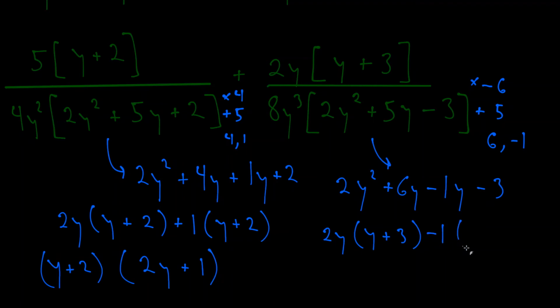We factor out a negative 1, it's going to switch the signs of both of these, and we get y plus 3. Whew, amazing. We got the same thing. It's a good sign. Using the same pattern as before, we get 2y minus 1 and y plus 3. All of that just to unpack the denominators.